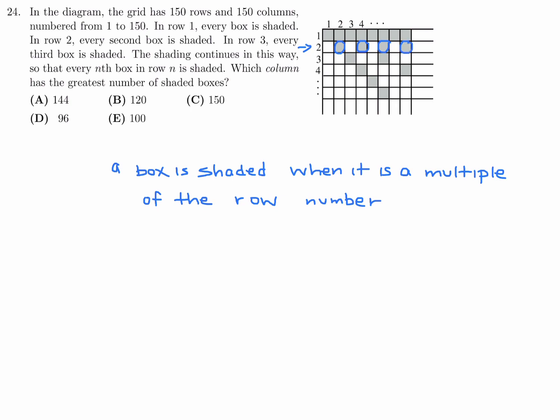This is the eighth box. In row number 3, boxes that are multiples of 3 are shaded. Third box, sixth box, and so on. In row number 4, boxes that are a multiple of 4 are shaded. Fourth box, eighth box, and so on. So you get the idea, right? So what we have to do is figure out which column has the greatest number of shaded boxes. And how do you do that? You figure out which column has the greatest number of divisors.